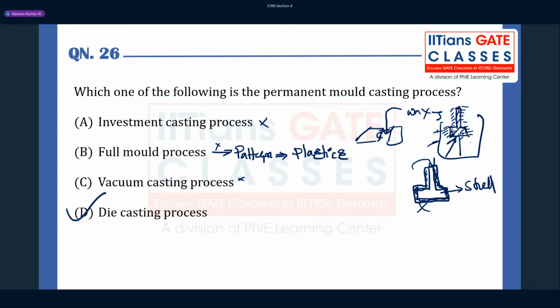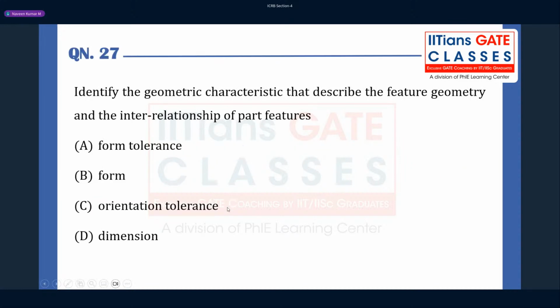Okay, very good. Next, identify the geometric characteristic that describes the feature geometry and interrelationship of the parts. There are some different terms that I have mentioned. We'll discuss one by one and see which suits this question better: form tolerance, orientation tolerance, and dimension. What is form tolerance? Form tolerance specifies how much the geometrical feature can deviate from its ideal shape.